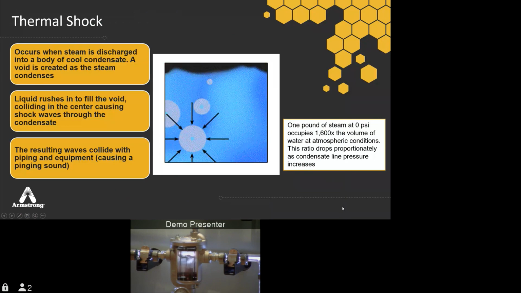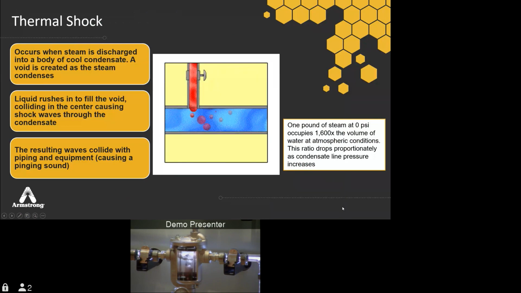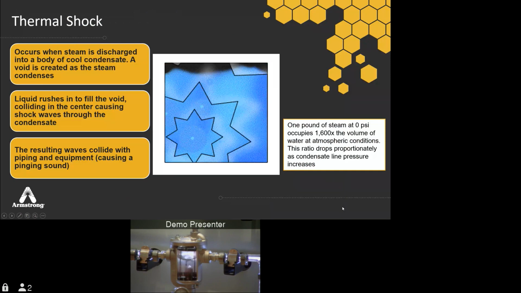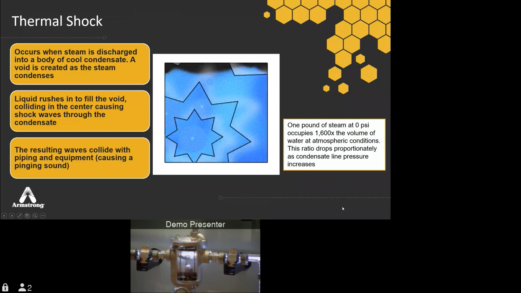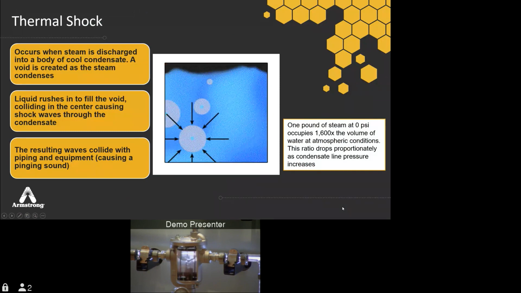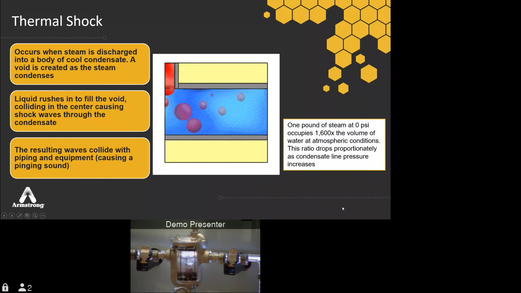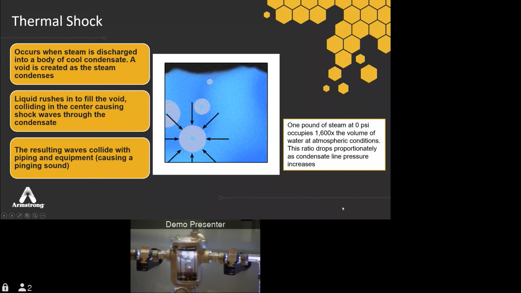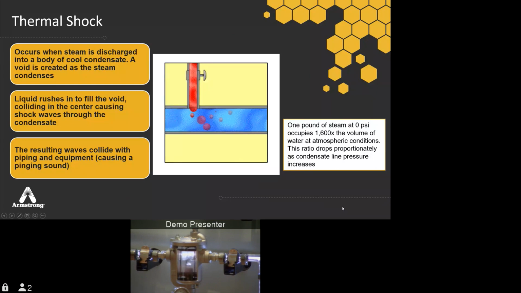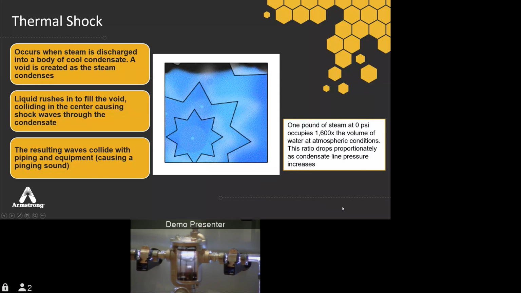So condensate rushes to the center of that steam bubble, and it's going to create a shock wave going out in all directions. And this might not result in the largest pressure wave, but over time, this can eat away at the inside of pipe walls, and it can rupture tube bundles and heat exchangers. It's typically identified by a pinging sound, or sometimes people describe it as marbles running through their piping.